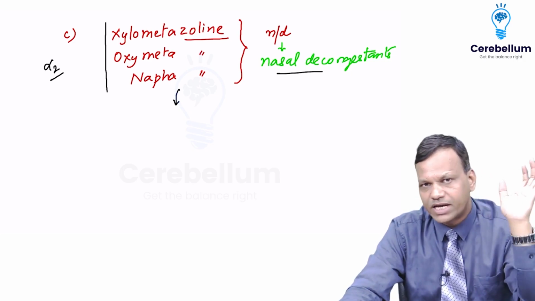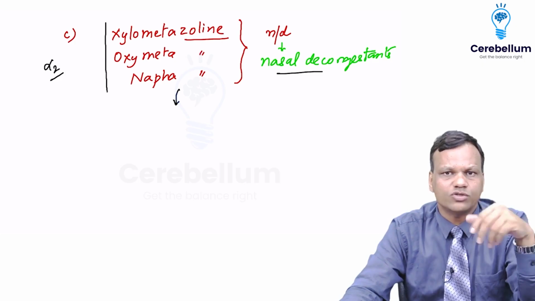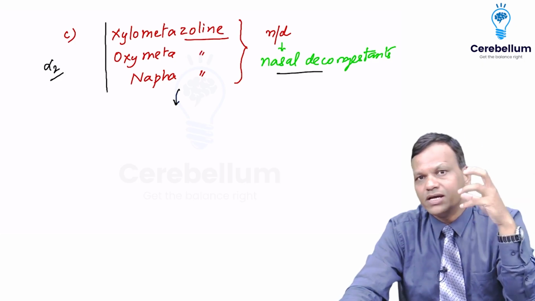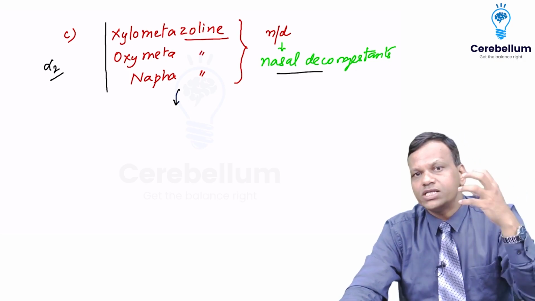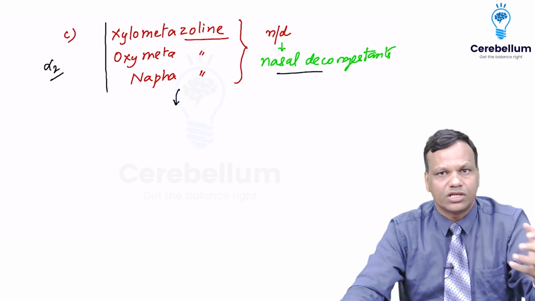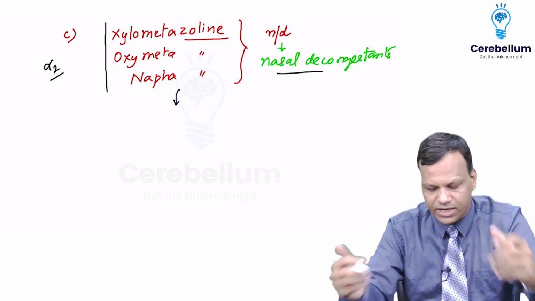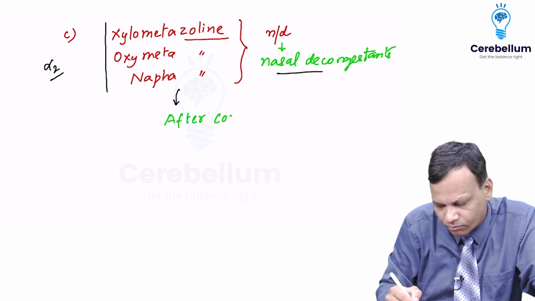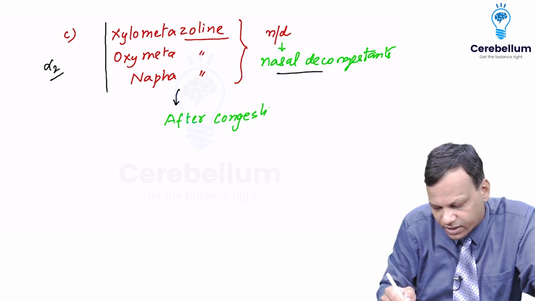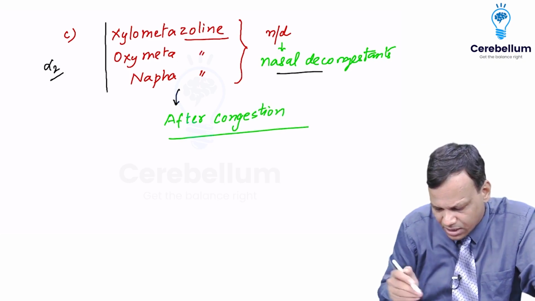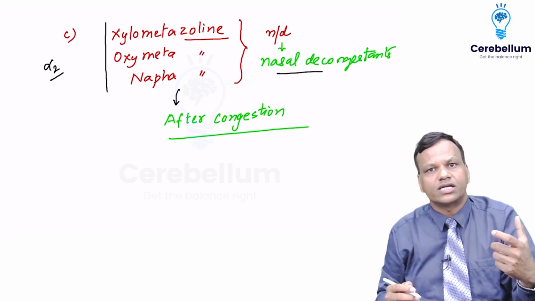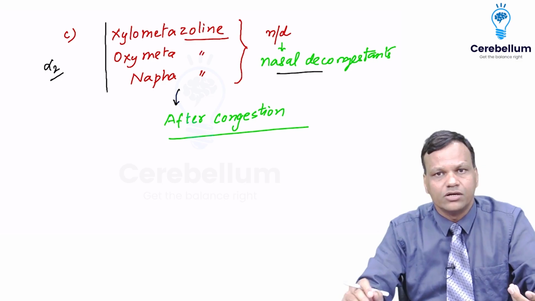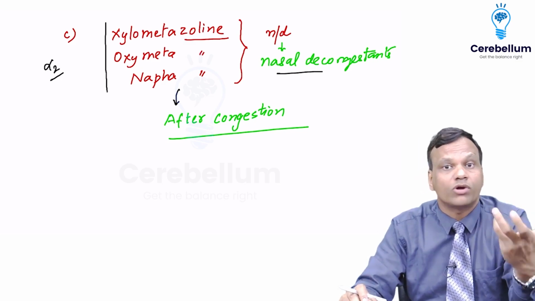When the effect subsides, now again vasoconstriction gives way to vasodilation. So again nasal congestion occurs, and usually this congestion is more than earlier. The nose seems to be blocked even more than earlier. So this side effect is known as after congestion. After congestion means after the effect is over, congestion increases again. Clear? So usually it is more than earlier, rebound congestion occurs.